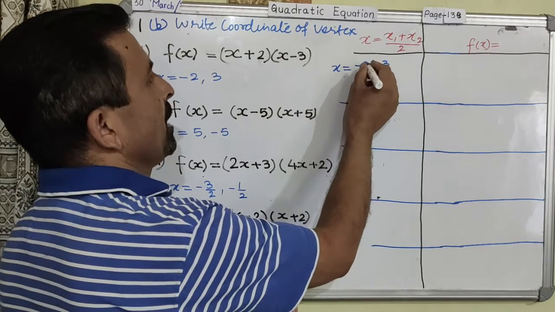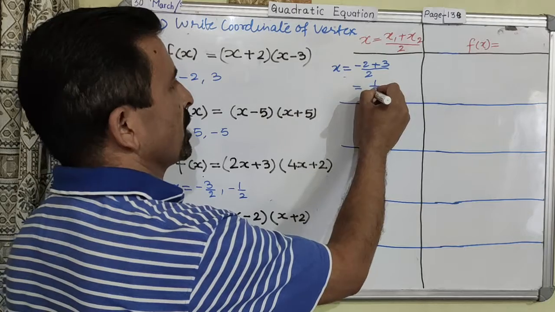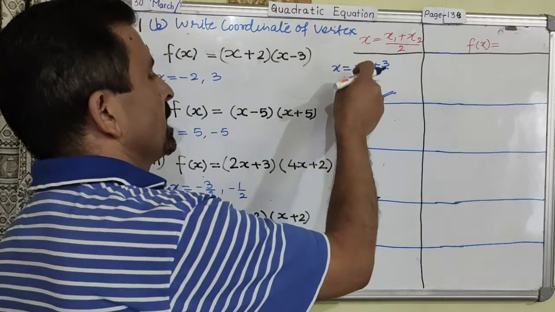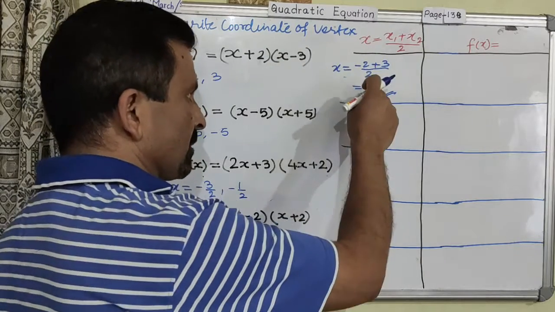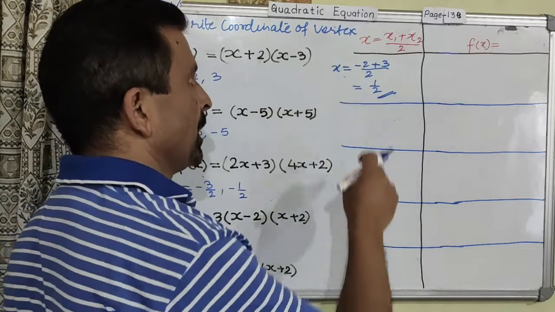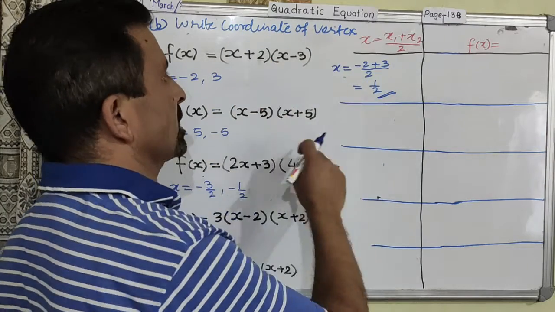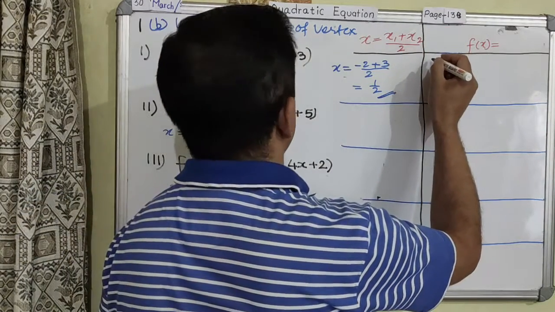Minus 2 plus 3 is 1. 1 divided by 2 is 1 over 2. This cannot be reduced anymore. So this is the x value of your vertex, the x coordinate of your vertex. Now this value of x, half, will be substituted in the original equation, and we can get the value of y. So I will show you the calculation.